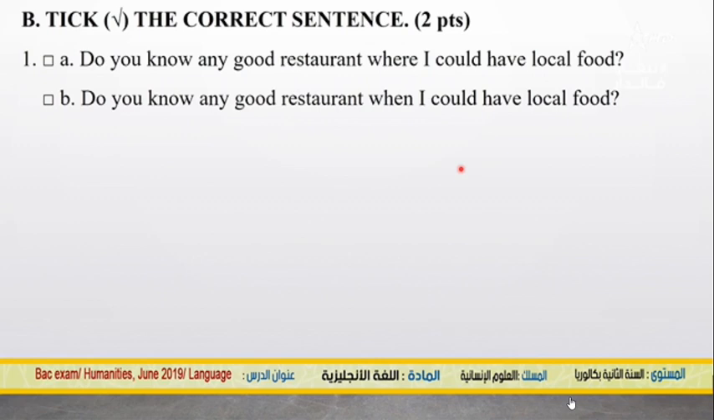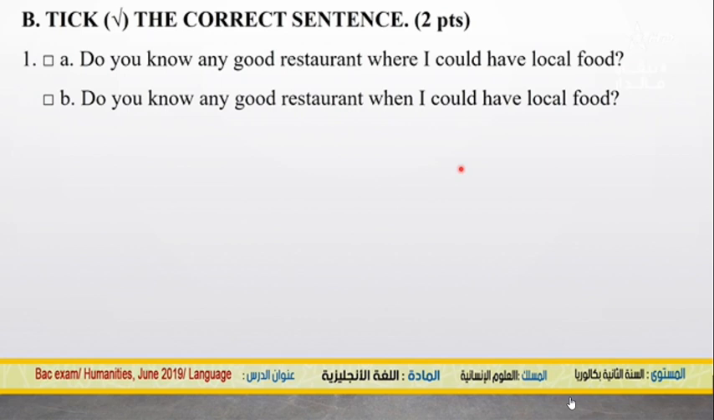Now, let's move on to exercise B. Exercise B has to do with relative clauses and the correct use of relative pronouns and adverbs. Now, let's have a look at the exercise and see how we can deal with it. So, exercise B, tick the correct sentence.